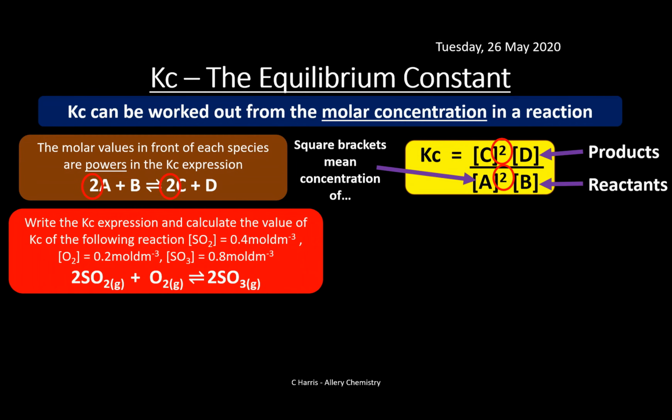So for example, let's write out the Kc expression and calculate the value of Kc for the following reaction. So we've got SO2, remember we brought this one back. The concentration of SO2 is 0.4 moles per dm cubed. The concentration of O2 is 0.2 moles per dm cubed, and the concentration of SO3 is 0.8 moles per dm cubed. And obviously we've got our reaction written down there.